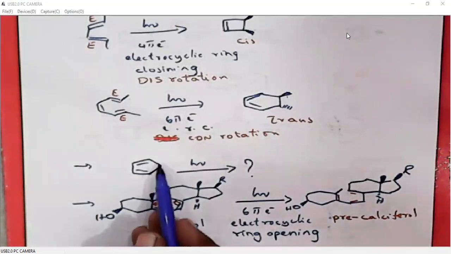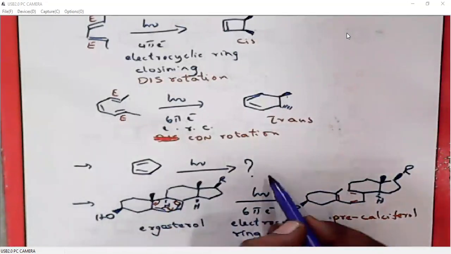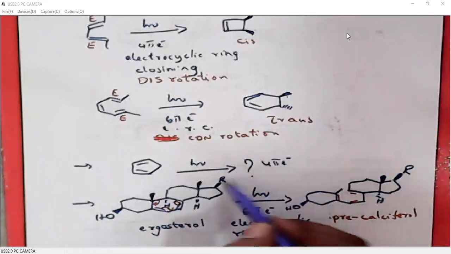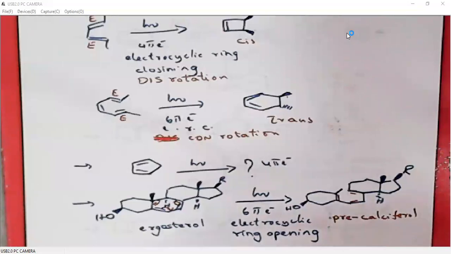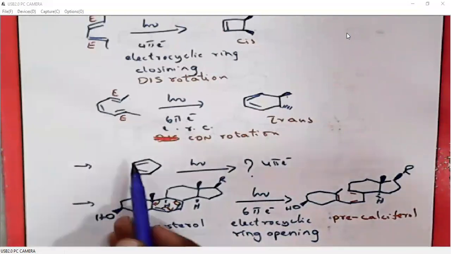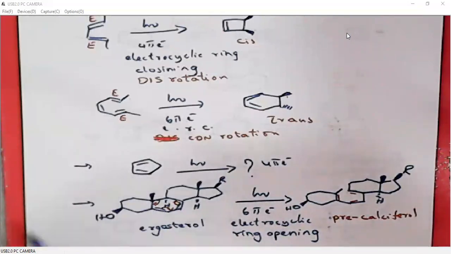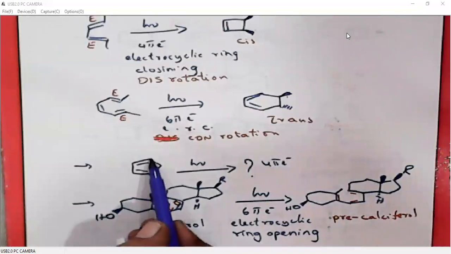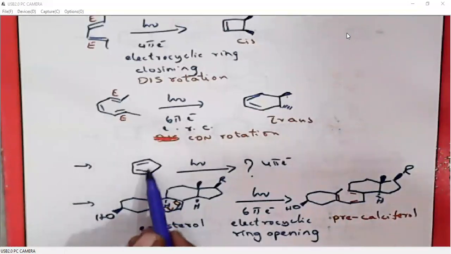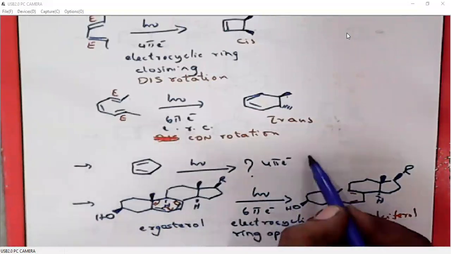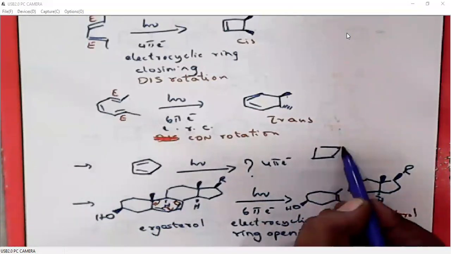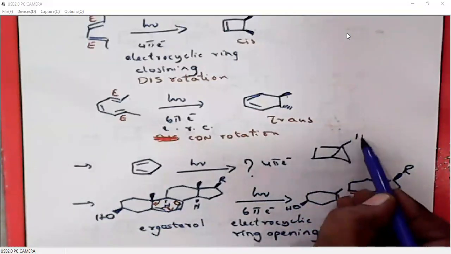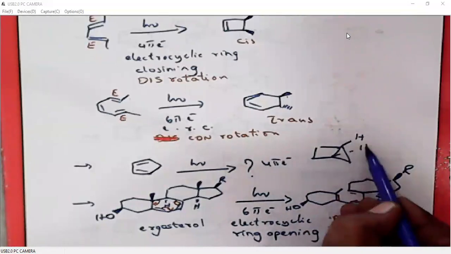Now when we look at the product of this, it is a 4 pi electron electrocyclic ring closing reaction. It is not a 6-membered ring to think like this. It is just a 5-membered ring. So it must be a 4 pi electron electrocyclic ring closing. So there will be a bond formation across these 2 carbons. So the product is hydrogen, of course. This is also hydrogen.